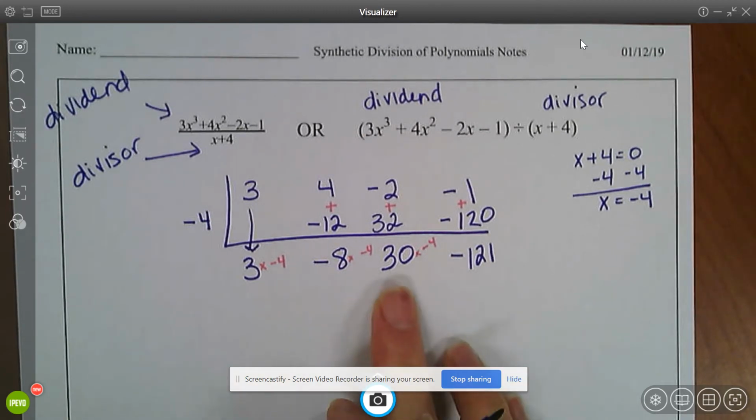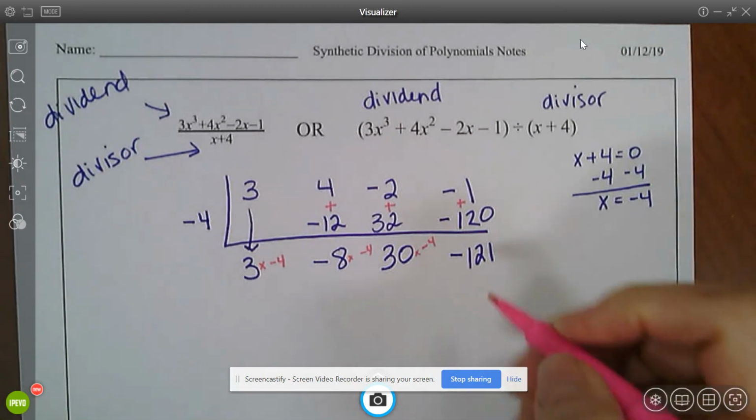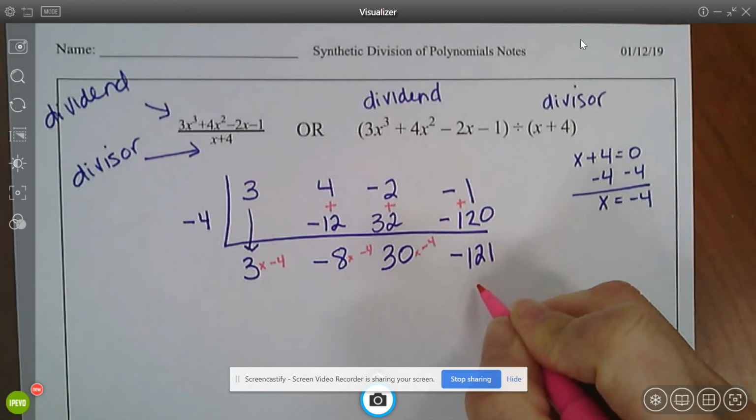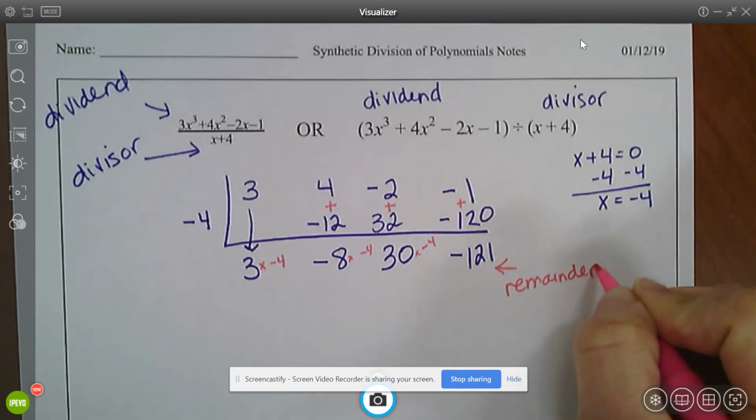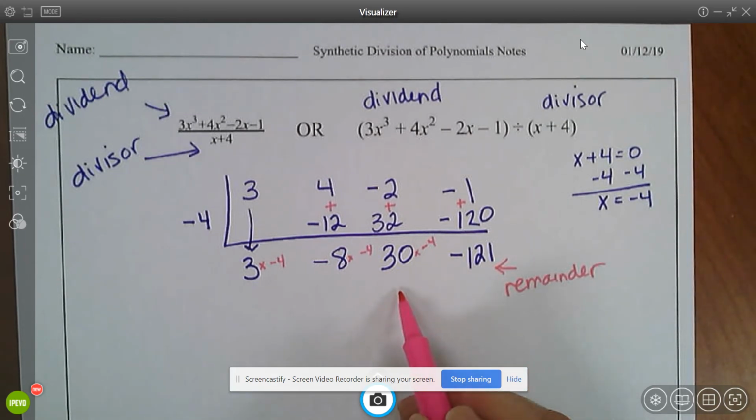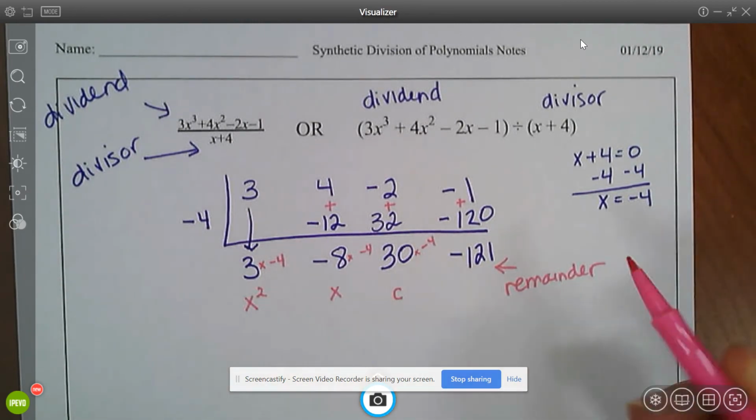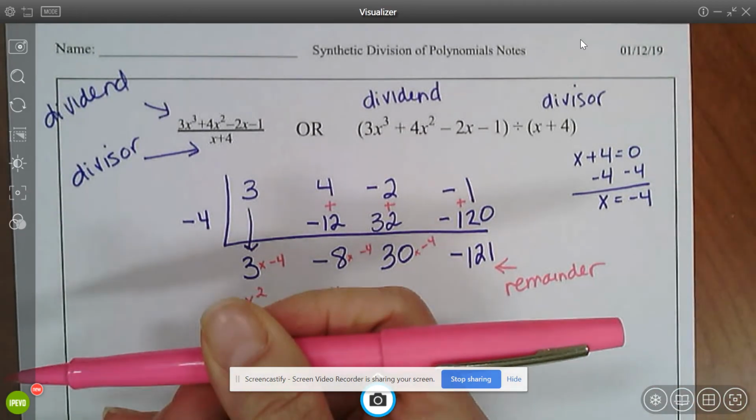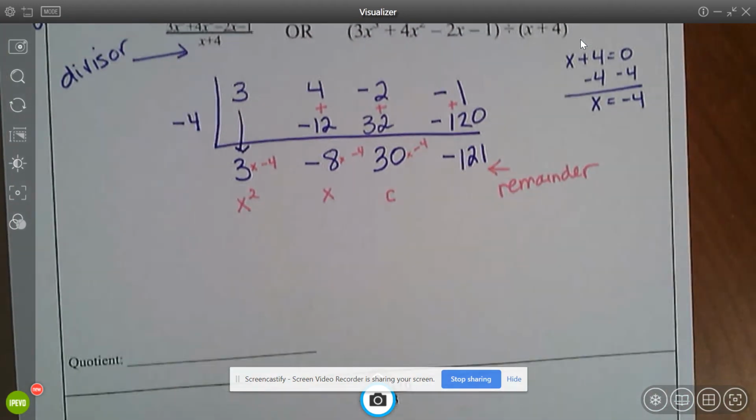And I'm going to label what all of these little pieces are. This number right here, the -121, that's going to be our remainder. So that's our remainder. The 30 is going to be our constant. I'm going to put a C there to remind me. The -8 is going to be the term that has the x, and this 3 is going to have an x squared. So I am starting here and working this way, so I know what I'm going to need. And then when I'm done, I can write my quotient.